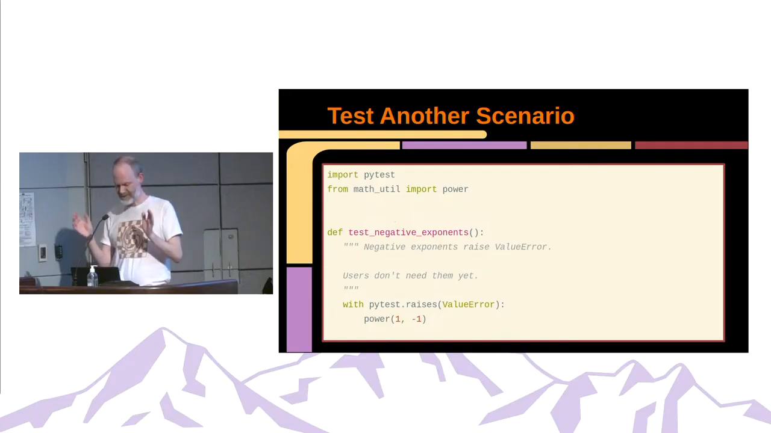After a minor celebration, you think, okay, what's the next scenario that you need to handle? Well, in this example, we've decided that negative exponents are scary. I don't like division. And the users, most importantly, they don't need it yet. So instead of implementing division, we're just going to raise a value error. And this test checks using the PyTest raises function to say that when I call this, everything within this with block, when I run that, something is going to raise a value error.